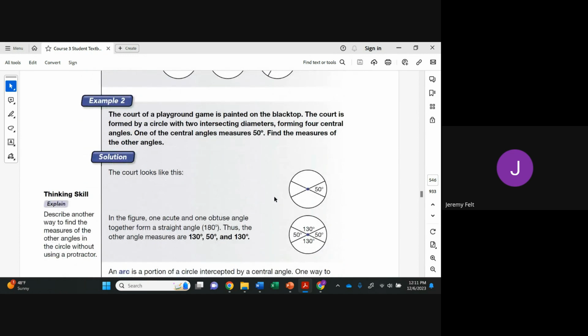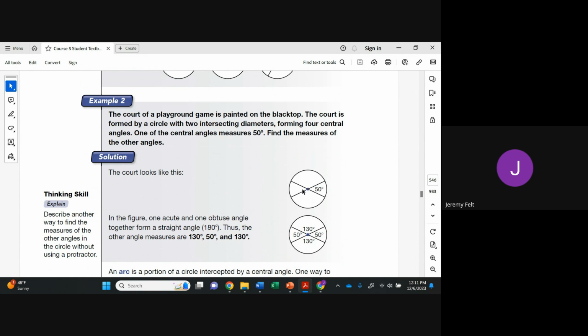Okay, if we're looking at example 2, the court of a playground game is painted on the blacktop. The court is formed by a circle with 2 intersecting diameters, intersecting at the center, forming 4 central angles. One of the central angles is 50. And then we can use what we know about vertical angles and intersecting lines. Even though they're within a circle, the same rules still apply.